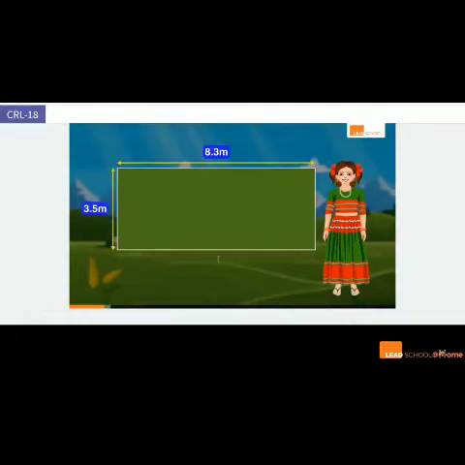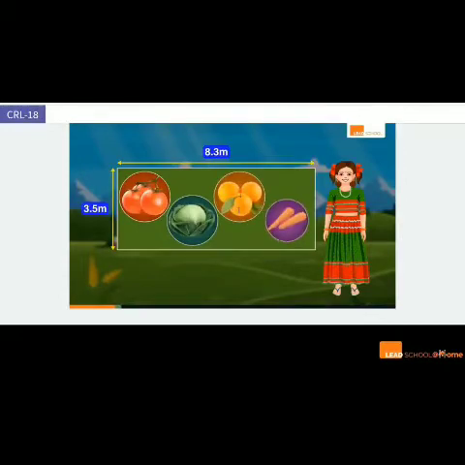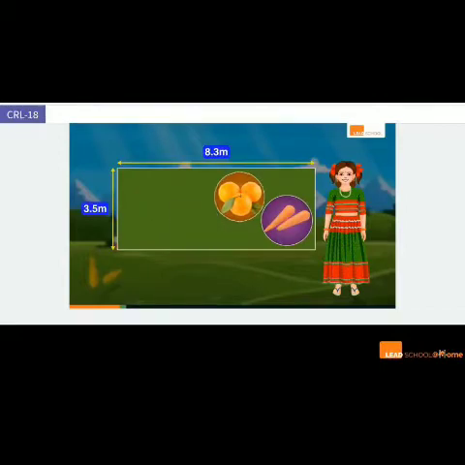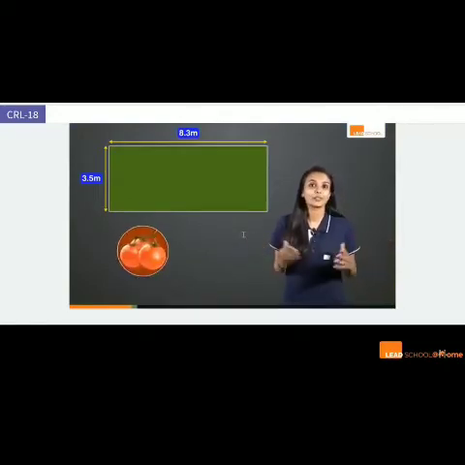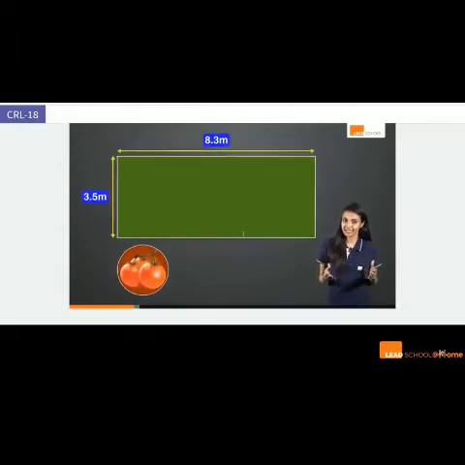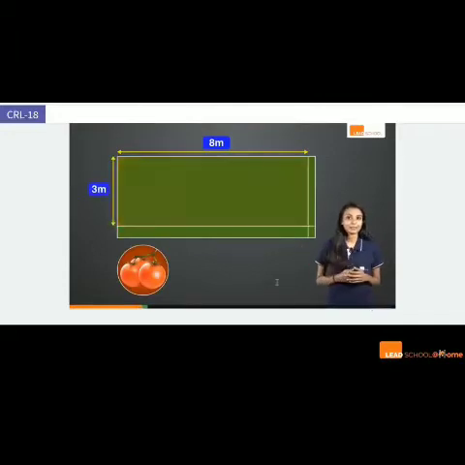She wants to use this space to grow 4 types of plants: tomatoes, cabbages, oranges and carrots. So, she decides to split the land into 4 parts. But here's the catch. She wants a larger space for growing tomatoes. For this, she marks a portion of length 8 meters and breadth of 3 meters.